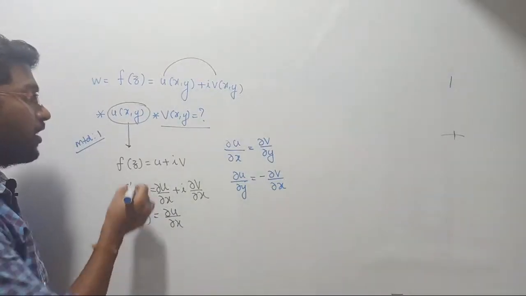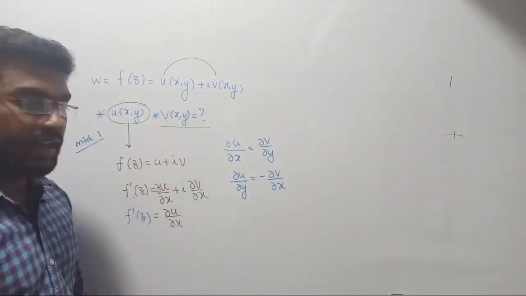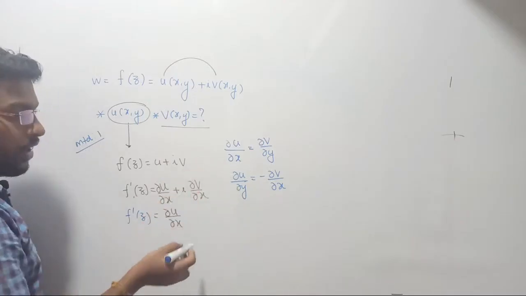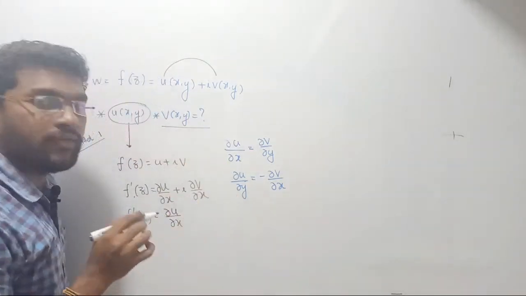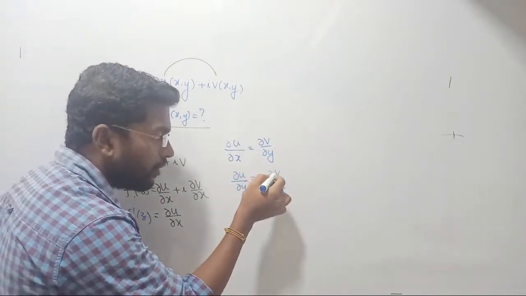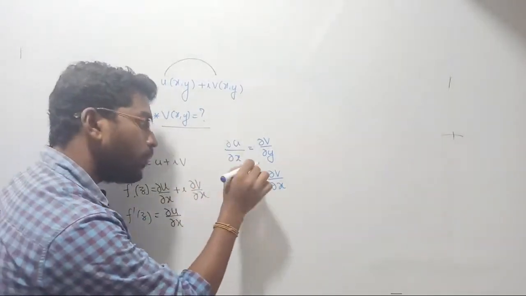What function have they given us? u is known. Do you know the value of v? No. They have asked us to find v, so that is not known. So what do you have to do? I have to write this function in terms of u. Now according to the given definition, since the function is analytic, I can say dou u by dou y is equal to minus dou v by dou x, or I can say minus dou u by dou y is equal to plus dou v by dou x.